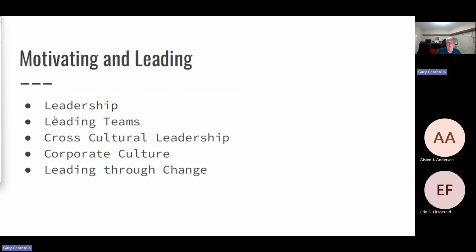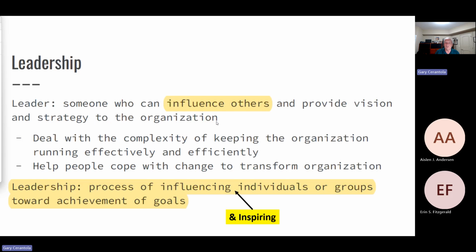Okay, so motivating and leading then, what is it? Well, it's more around the leadership. It's leading teams. It's cross-cultural leadership, it's corporate culture, it's leading through change. And those are the key things that are going to make you successful. And you can see now that we're starting to get into some highlighting, leader, you're influencing others, you're inspiring others to see themselves in a shared vision and understand the strategy.